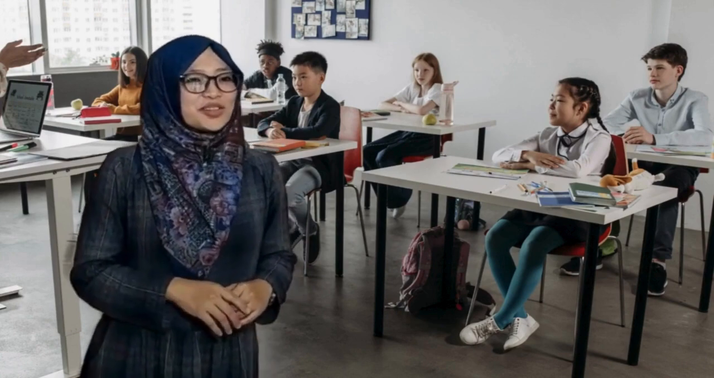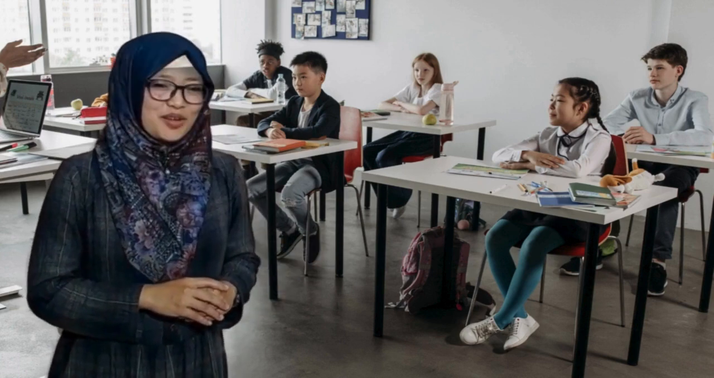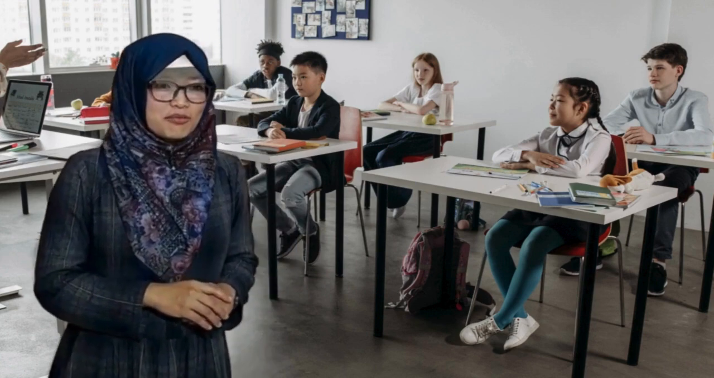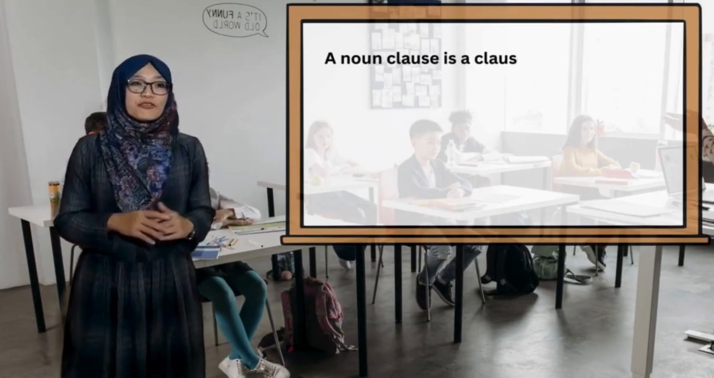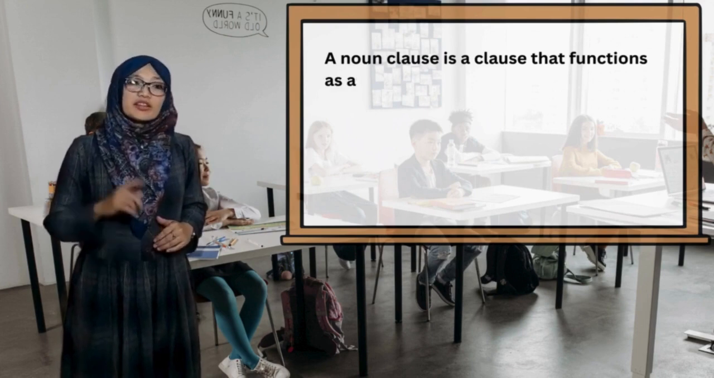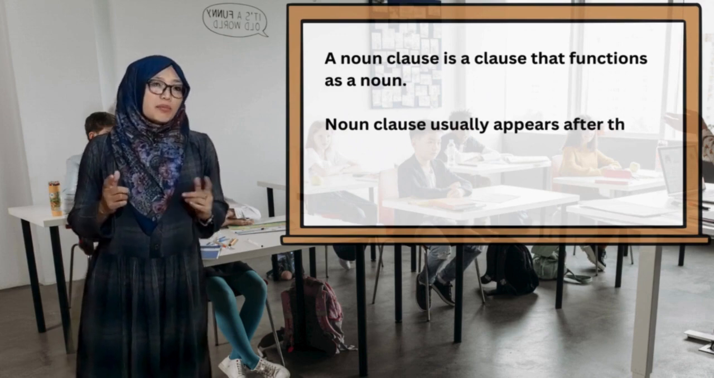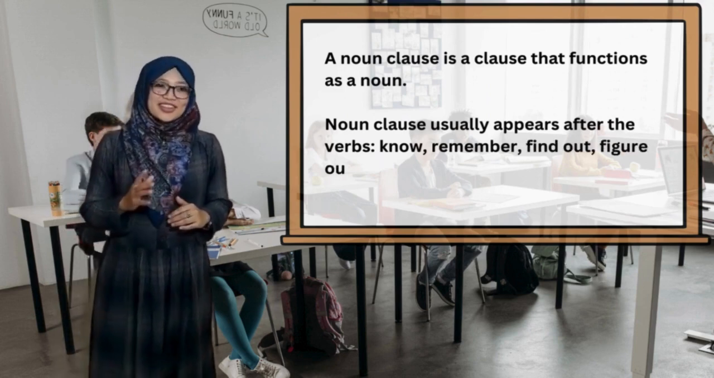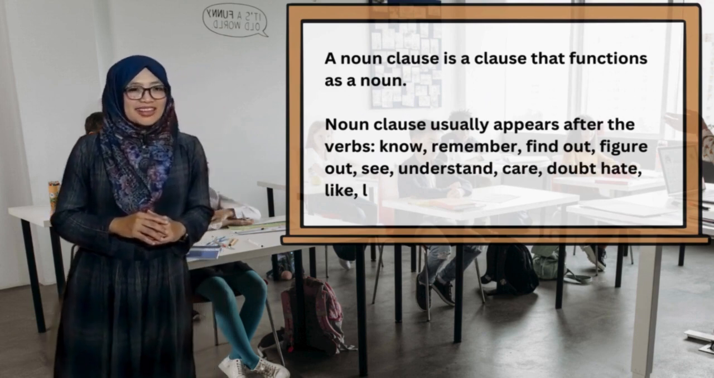Now, let's go back to noun clause and adjective clause. These clauses belong to dependent clause. Dependent clause is the clause that cannot stand alone. It needs independent clause to have meaning as complete sentence. A noun clause is a clause that functions as a noun. Noun clause usually appears after the verbs know, remember, find out, figure out, see, understand, care, doubt, hate, like, and love.